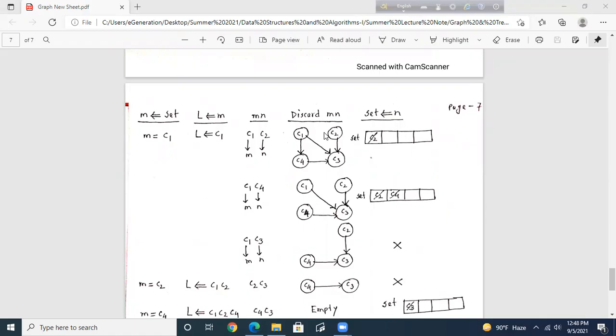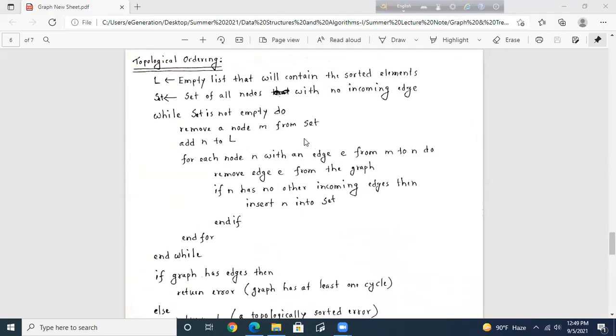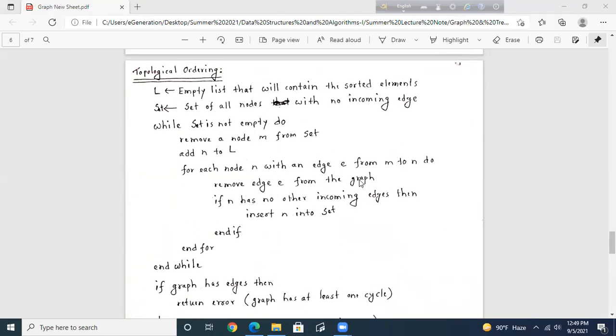But there is a condition, you have to be careful. Graph should not be a disconnected graph. You should be careful about that. So I have deleted C1, C2. Since I have deleted C1, C2, in this graph there is no C1, C2 edge. According to the algorithm, I have removed edge E from the graph.